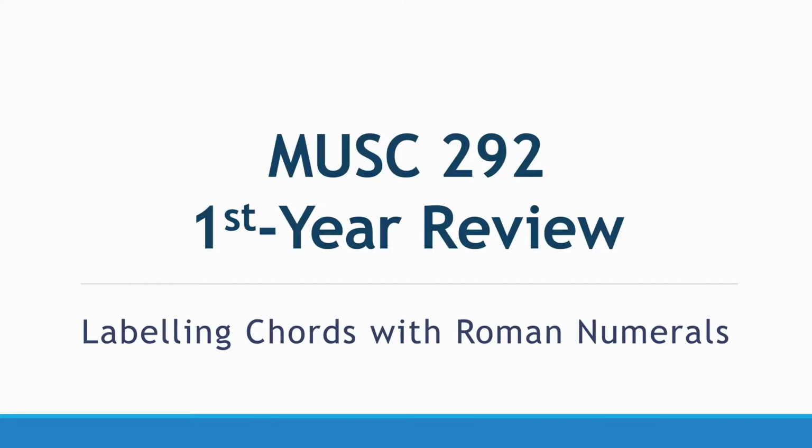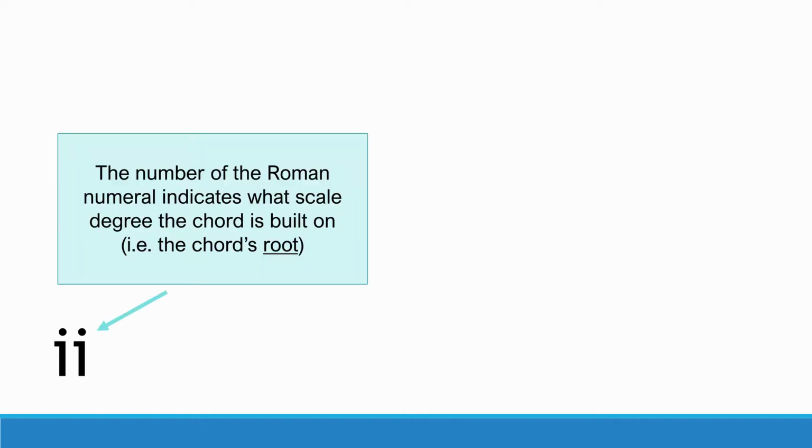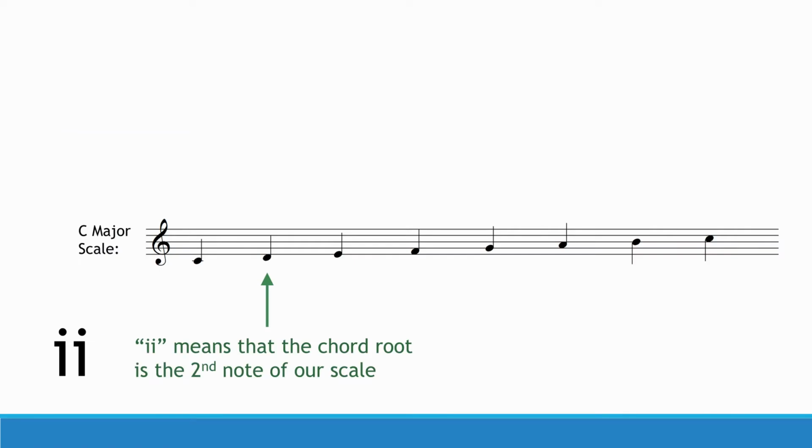Let's get started. How to label Roman numerals. So our method for labeling Roman numerals is likely going to be very similar to what you did last year. You might remember that for each chord, a Roman numeral represents certain information about that chord. The number of the Roman numeral indicates what scale degree that the chord is built on. So if I have Roman numeral 2, for example, it means that we're building a chord on the second note of the scale.